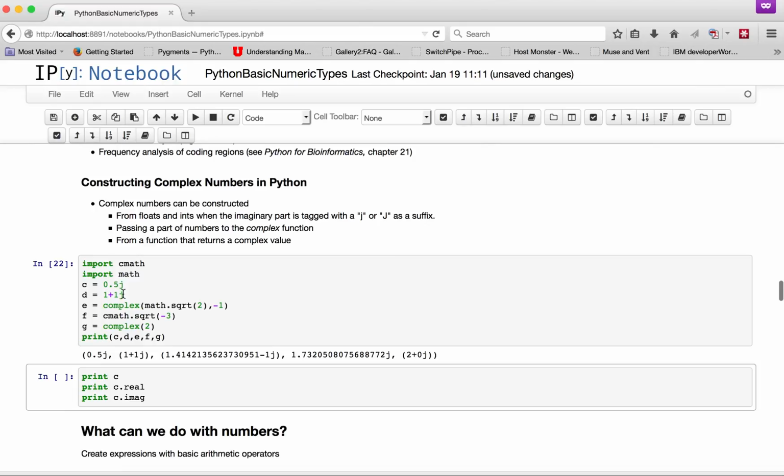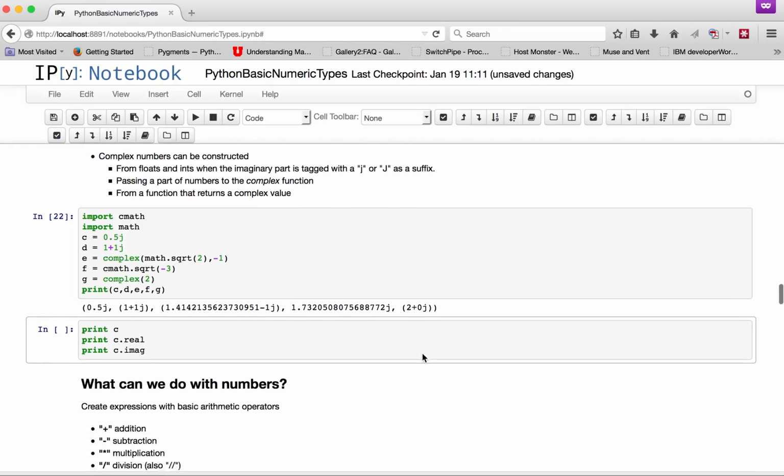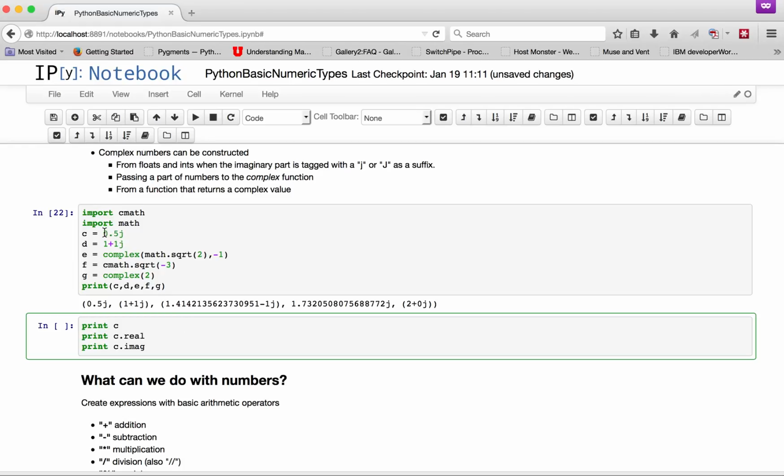I can then take numbers that have real values, like math square root of 2 and -1, and pass them to the complex function, which assumes that we're providing two numbers. If I only pass one number, it assumes that represents the real part. And so here you can see that I've created a complex number 2 with 0 imaginary part as the default value. Having defined a complex number c, that number has attributes, a real part and an imaginary part. So I can either print the whole number or I can get the parts from it.